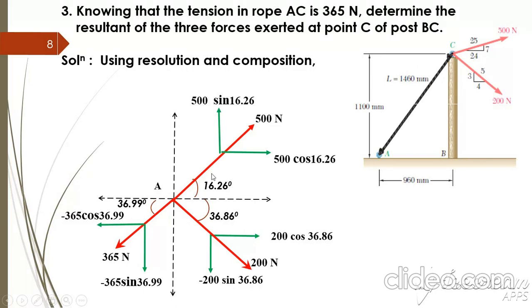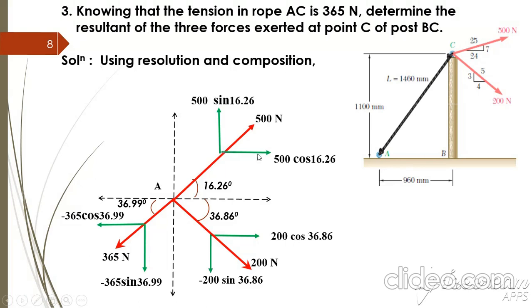So drawing the free body diagram, for the 500 Newton force, solving this, tan inverse of 7 by 24, the angle is 16.26 degrees. Then here tan inverse of 4 by 3, the angle will be 36.86, and here tan inverse of 1100 divided by 960, the angle is 36.99, and resolving these forces into horizontal and vertical components.